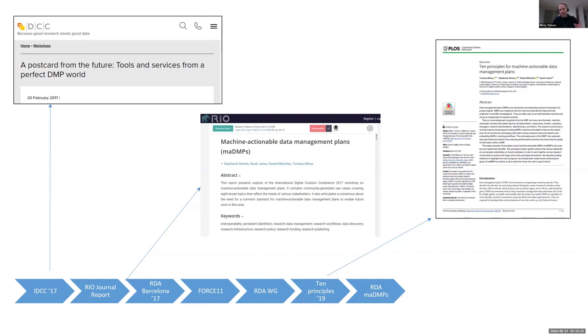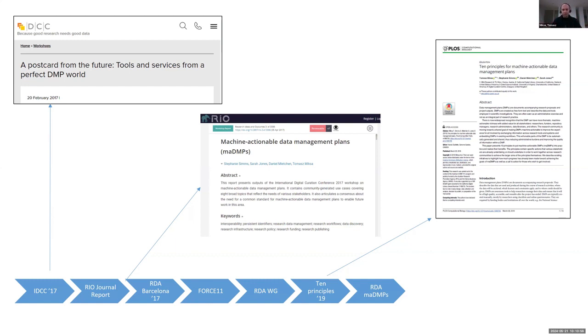At that time, RDA and FORCE11 were like two organizations doing very similar things. They later went in different directions. But at RDA, there was a decision to create a working group for developing a standard for machine actionable DMPs. And during the development of the specification, and I will say a few things about maDMPs later in this presentation, we also made a lot of observations on what else we need apart from a common model for exchanging information between tools and services.